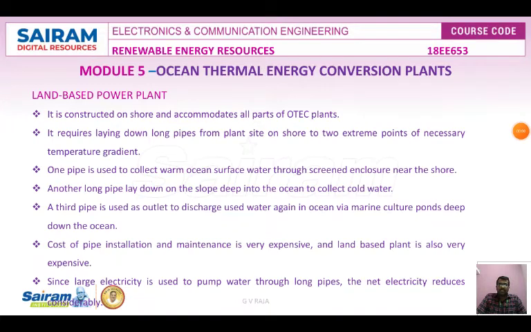We are going to see the OTEC conversion plants, or OTEC manufacturing plants. There are two kinds of OTEC power plants. One is a land-based power plant, and the other is a floating power plant. Land-based means the power plant will be on the seashore or on the land. A floating power plant is in the middle of the sea.